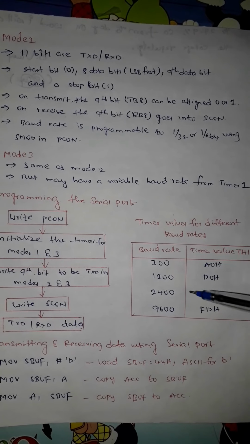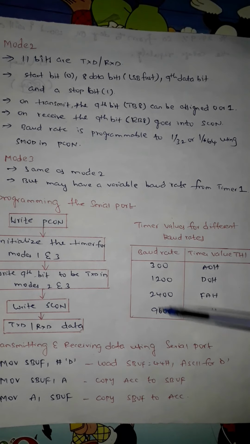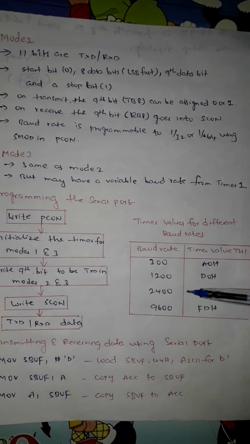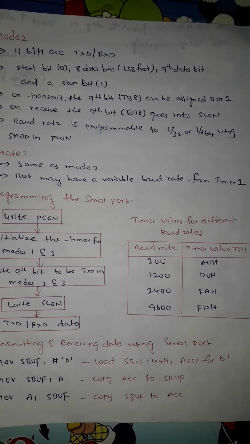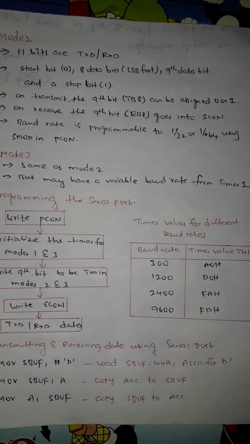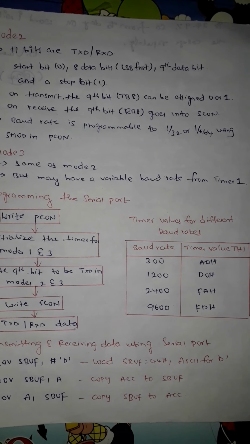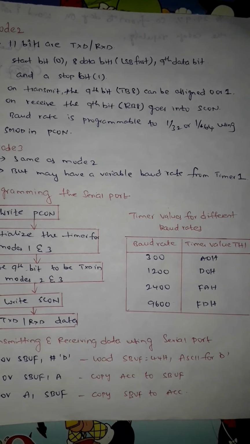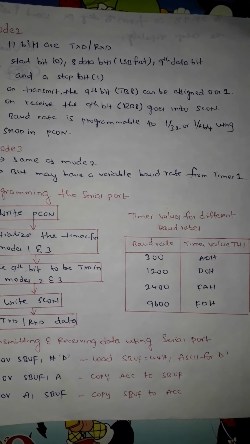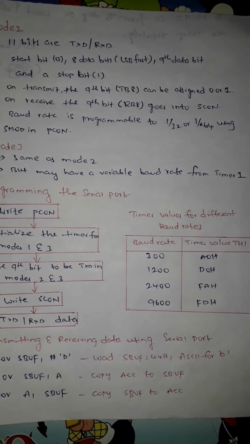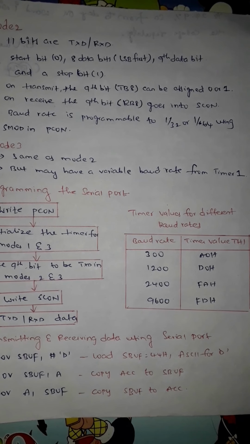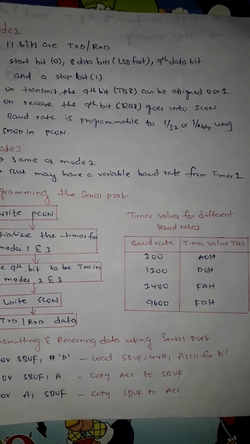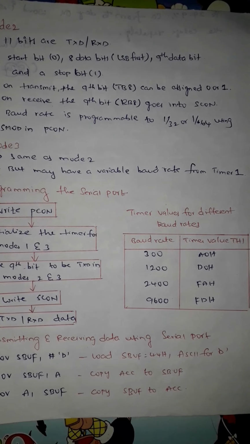You can see that the timer values for different baud rates are shown here. For example, if you want a baud rate of 300, then you need to write a value A0H to TH1. That is, you need to use mode 2 of the timer modes. Timers also operate in 4 modes: 0, 1, 2, and 3, and mode 2 is the 8-bit auto reload timer mode.